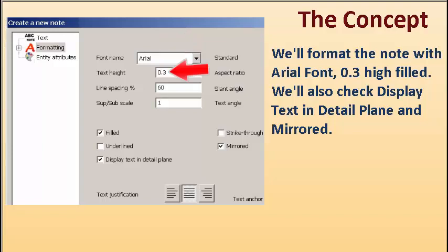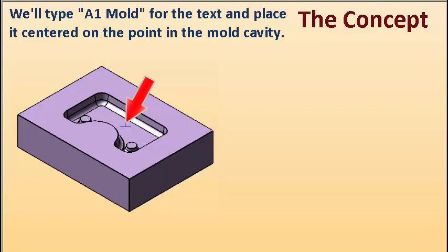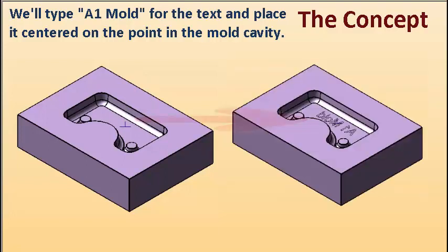We'll format the note with Arial font 0.3 high filled. We'll also check Display Text in Detail Plane and Mirrored. We'll type A1 mold for the text and place it centered on the point in the mold cavity.